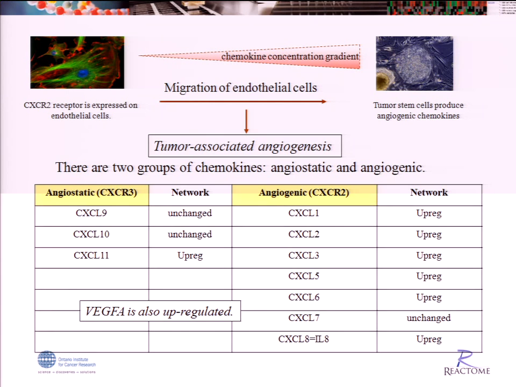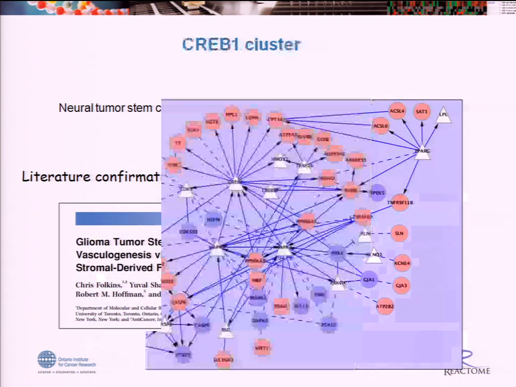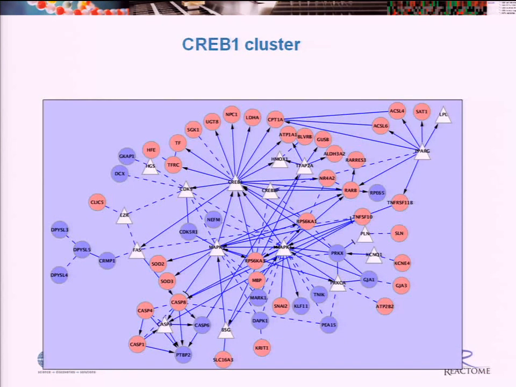This is an autocrine loop, and it also suggests a mechanism for angiogenesis in glioblastoma, a highly vascular tumor. This is our hypothesis. It's actually confirmed by the literature from a couple of years ago. It's known that cells of glioblastoma promote tumor angiogenesis in muscle systems. Another cluster that we picked out is the cAMP response.